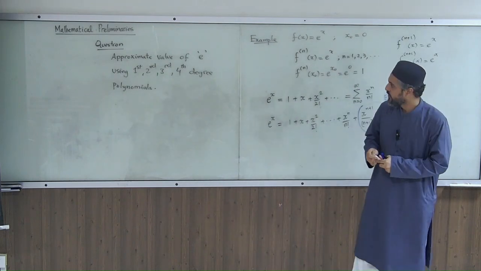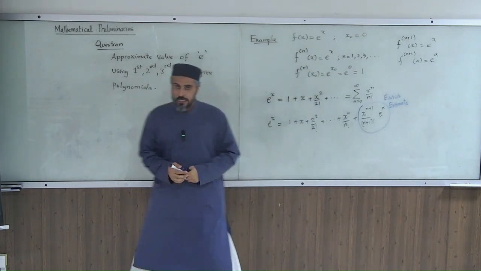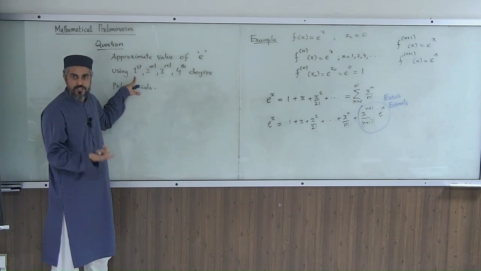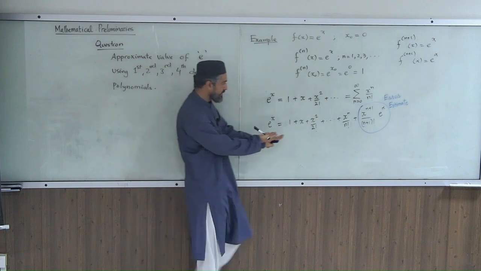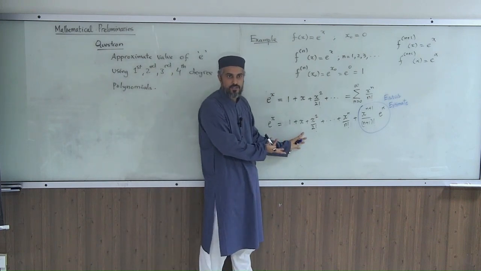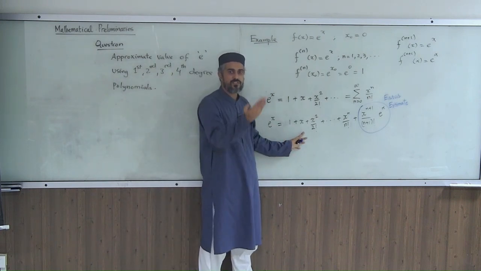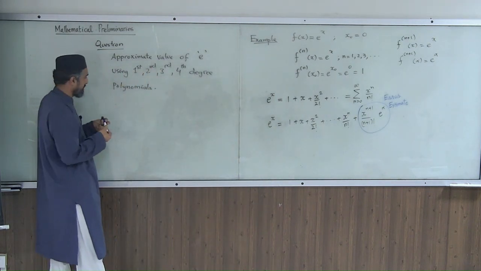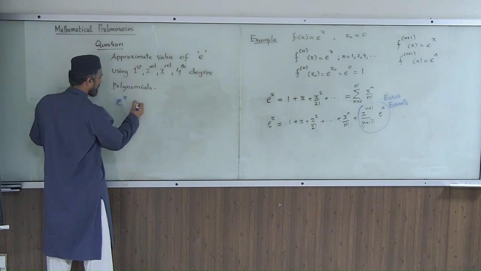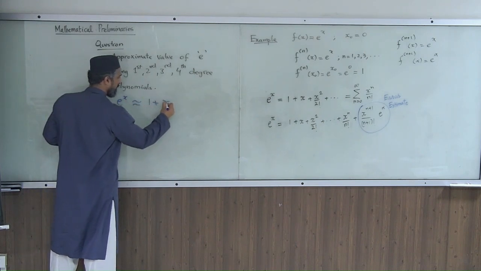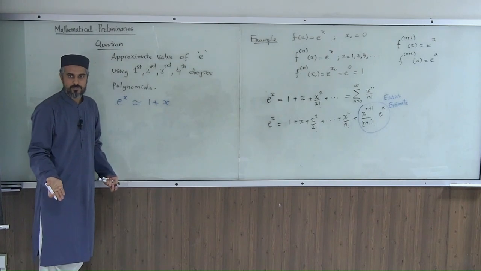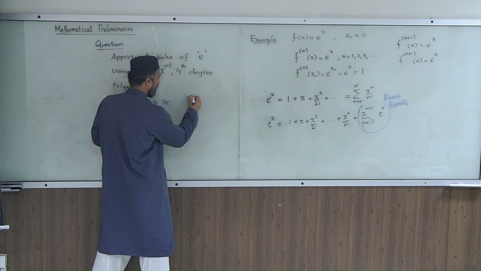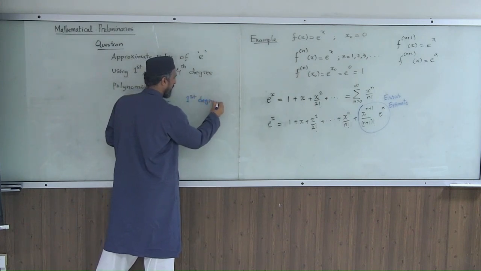Okay, so if it says it's a first degree approximation, let's use a first degree approximation. It means you have to use a polynomial up to first degree. Okay, first degree polynomial, which are straight lines. So what will be the approximation of e power x? It will be 1 plus x. So that will be the approximation if we're using a first degree.